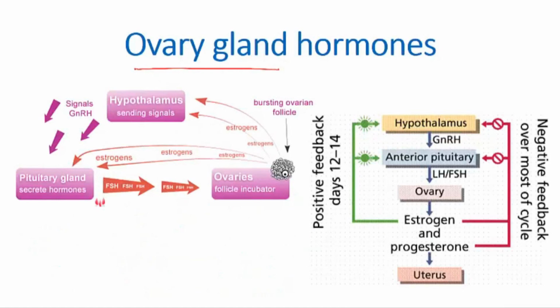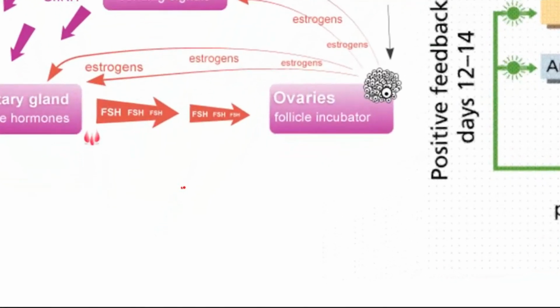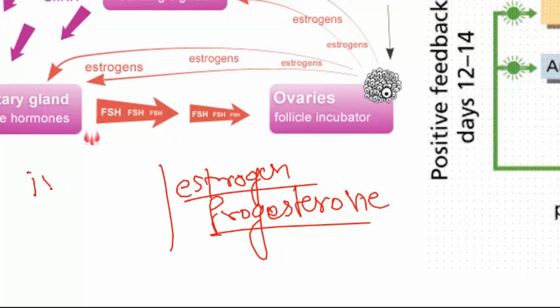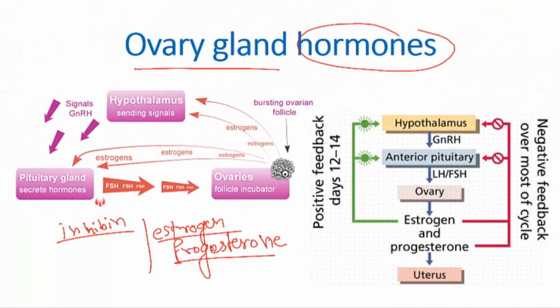Now let's look at the ovary gland and the hormones secreted by the ovary gland. The ovary gland is only present in females, right, and it produces steroid kinds of hormones. They are known as sex hormones because they are estrogen and progesterone. These are the two types of hormones produced by the ovaries, estrogen and progesterone. They also produce another hormone known as inhibin, which is a peptide type of hormone, but the major hormones are estrogen and progesterone, which are steroid kind.